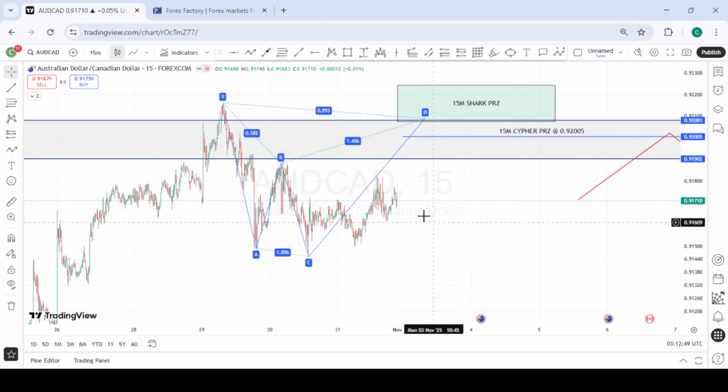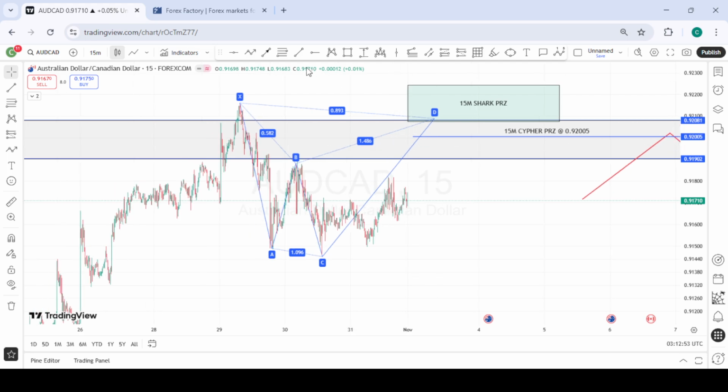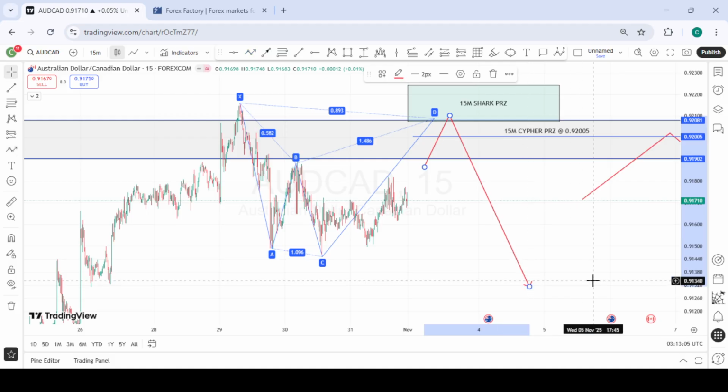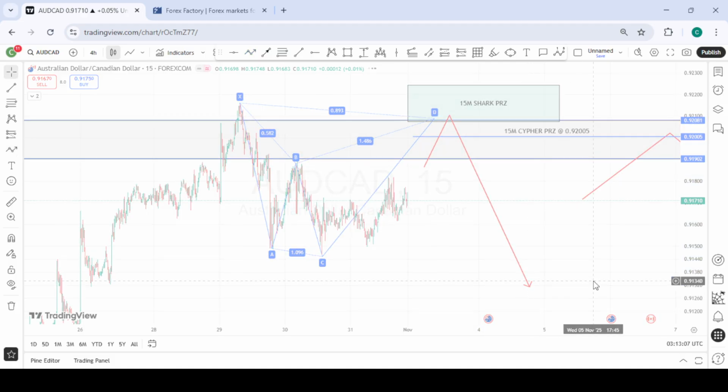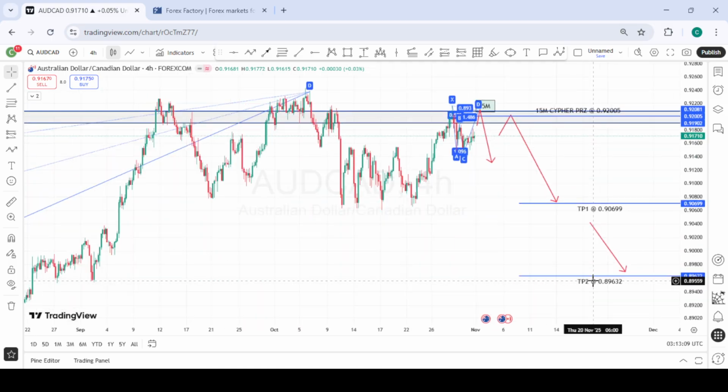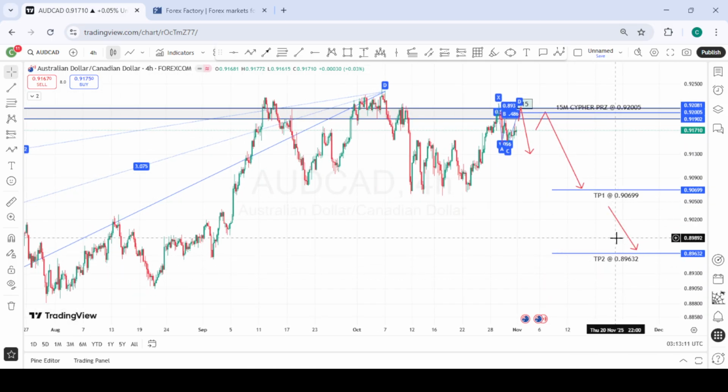So should price buy all the way to this zone, we'll be looking out for selling confirmations within this zone for the coming week. Selling confirmations around this zone or anywhere above here. We're looking out for strong selling confirmations, reversal patterns within this area, and we'll take ourselves to the downside, targeting the various targets we have here. So we have this as our first target, and this will be our second target. So let's look out for this selling opportunity on AUDCAD.